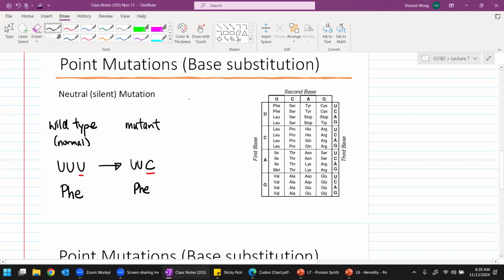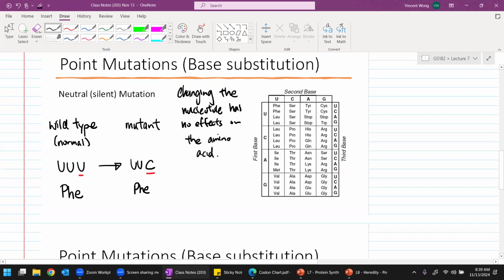Let me write down for you. Silent mutation: changing the nucleotide has no effect. There's no effect on the amino acid.